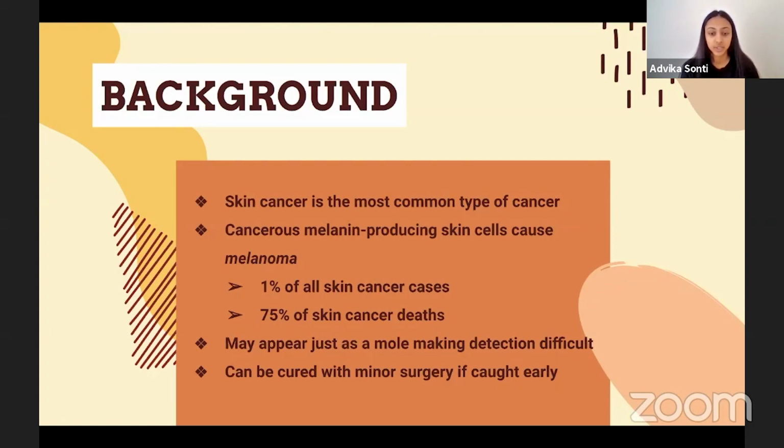Often, the first sign of melanoma is a change in the shape, color, size, or texture of an existing mole. However, a new melanoma mole can develop anywhere on the body, making detection very difficult for doctors. Luckily, it can be cured with a minor surgery if it is caught early enough. So the earlier it is detected, the higher the chance of survival will be for that patient.